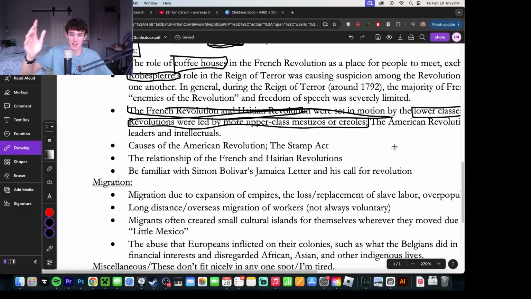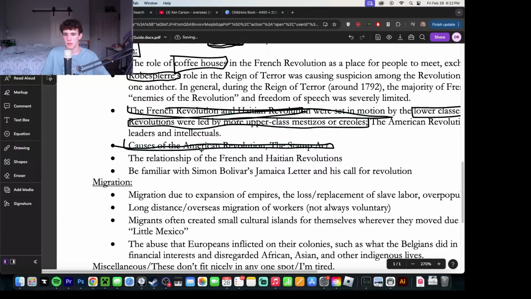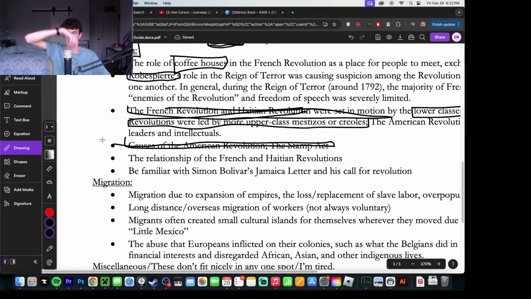No, it's not. I'm getting into the why, and we don't need to get into the why. We just need to know that they did this. And what caused the American Revolution? The Stamp Act. The Stamp Act was stupid. That's been proven. We were getting taxed on so much stuff that we need.